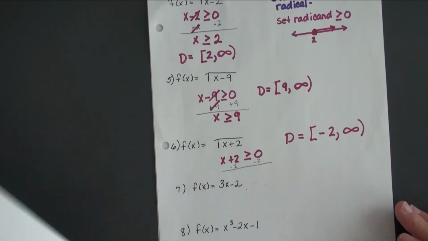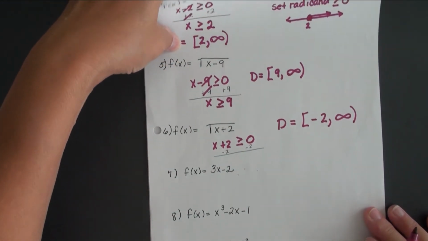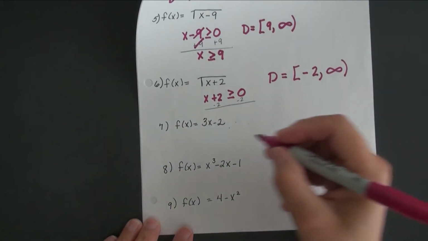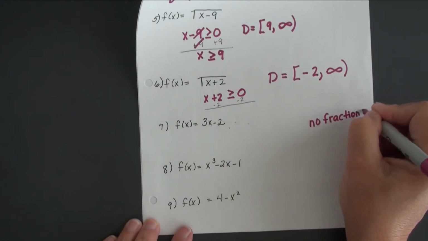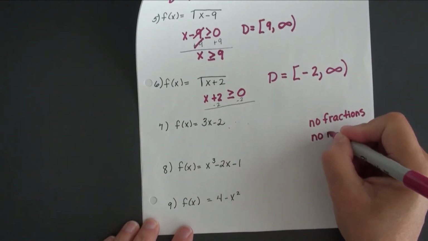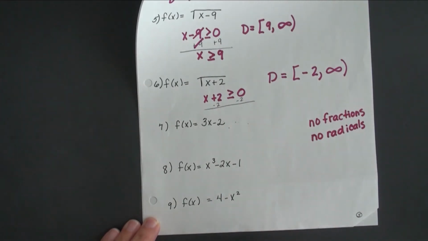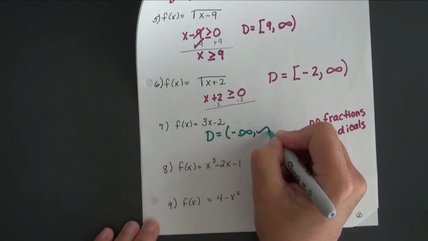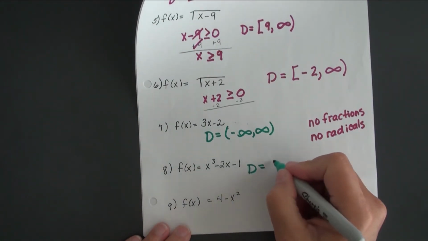The third type of problem that we have where we want to find the domain looks like these last 3 that I have written here. And you'll notice that there are no fractions. There are no radicals. And if there are no fractions and no radicals, then our domain, we don't have to exclude anything. So our domain is all real numbers. And that would be true on all of these.